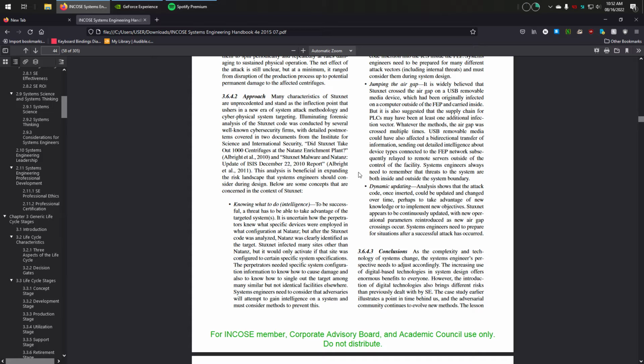Stuxnet infected many sites other than Natanz, but it would only activate if that site was configured to certain specific system specifications. The perpetrators needed specific system configuration information to know how to cause damage, and also to know how to single out the target among many similar but not identical facilities elsewhere. Systems engineers need to consider that adversaries will attempt to gain intelligence on a system and must consider methods to prevent this.